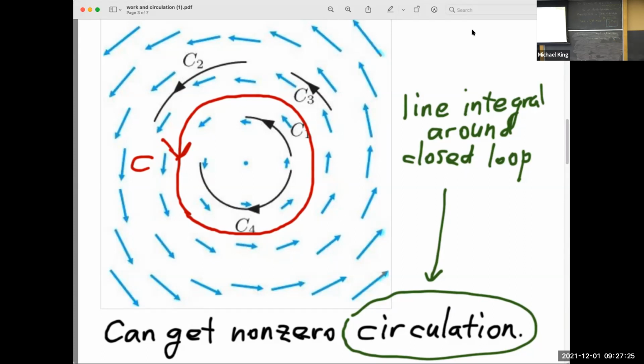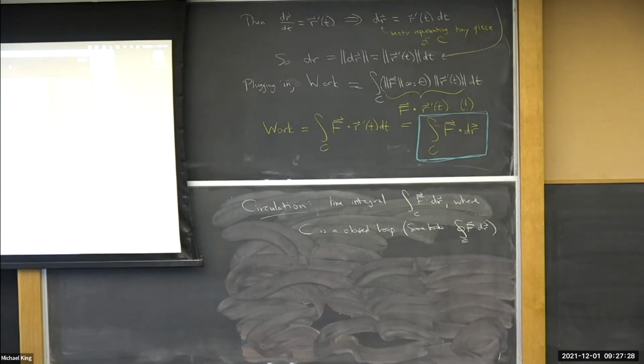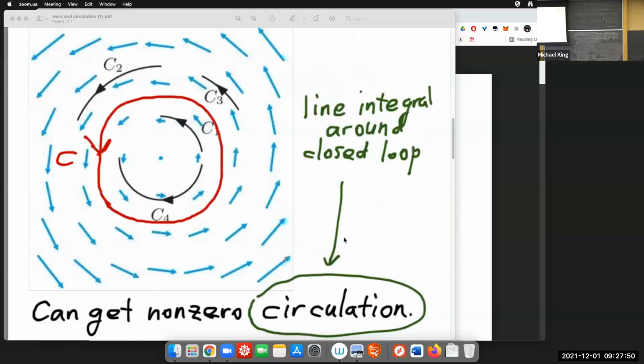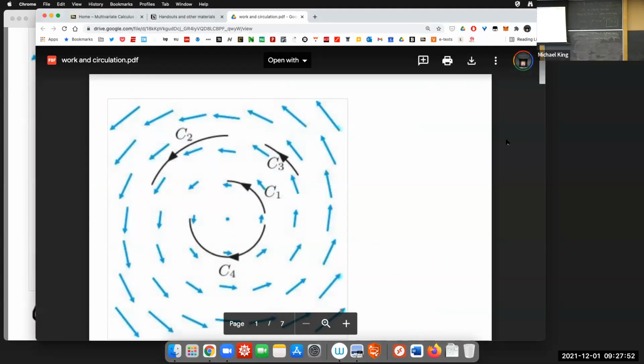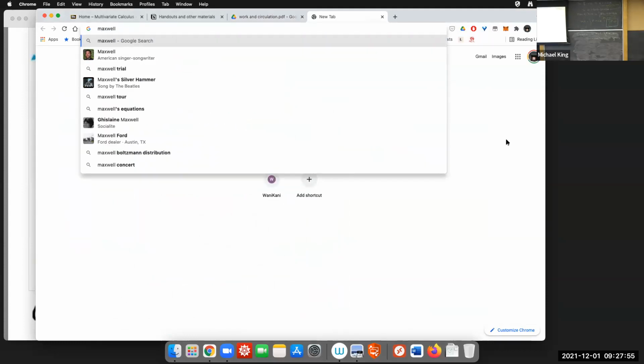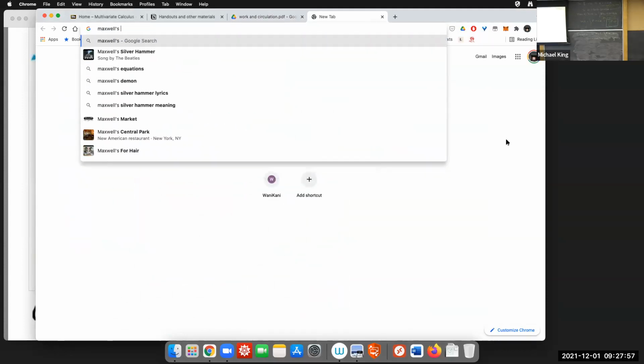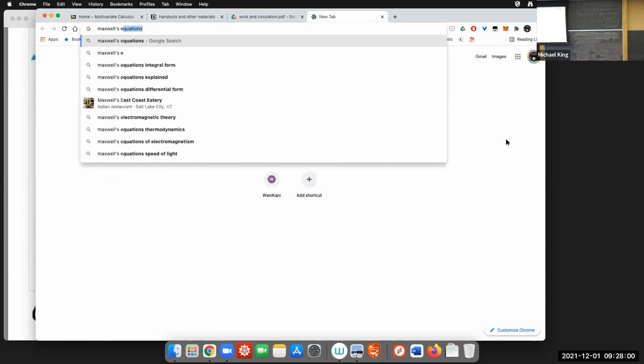Let me stop the share first quickly so people can see that. Some books will actually, and if you've seen Maxwell's equations, sometimes they're on t-shirts and you see an integral with a closed loop. Actually, I'm curious now, let me share the whole screen. Maxwell's equations for electromagnetism. Maxwell's Silver Hammer is a song by the Beatles.